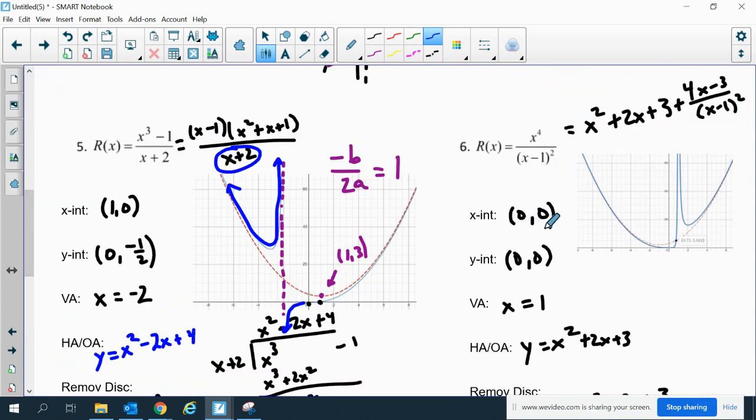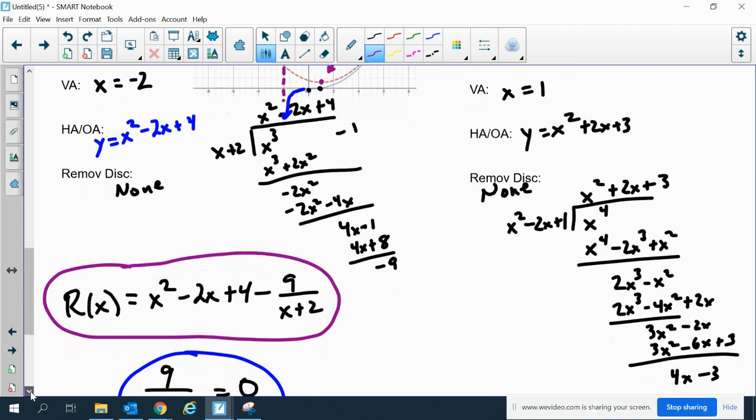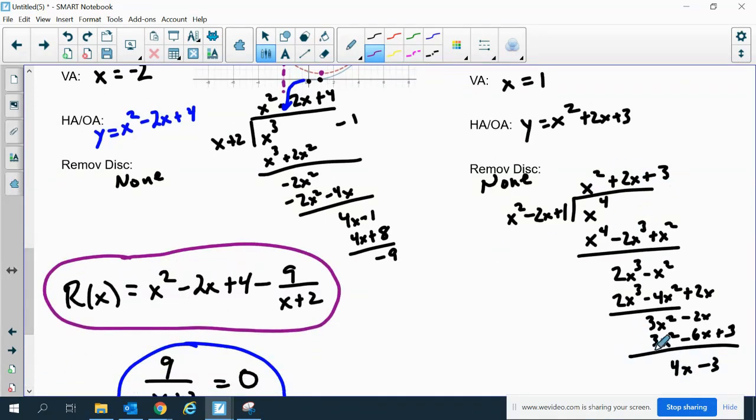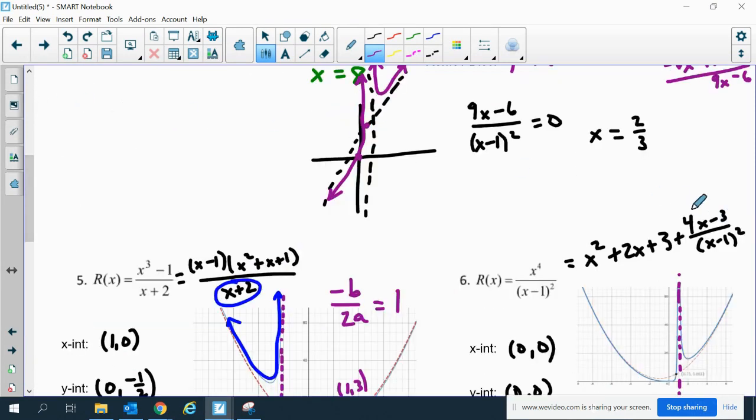This problem, same deal. The numerator is 0 when x is 0. And then if I plug in 0 for x, I get 0. The vertical asymptote is at 1. So I would have a vertical asymptote here at 1. The oblique asymptote is y equals x squared plus 2x plus 3. That's what happens when I do the long division. And then I have a remainder of 4x minus 3. So this is what r of x looks like when it's divided out.